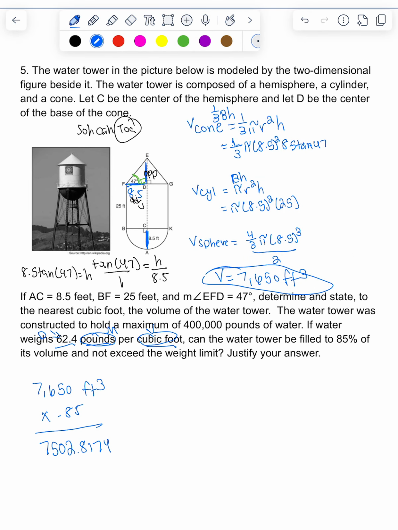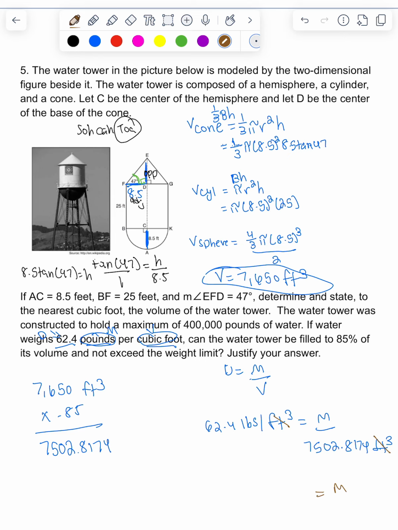Okay, and now I'm all set to plug into my density formula. We're finding the weight, so we're finding the mass. The density is 62.4 pounds per cubic foot. We're looking for the mass, and we just found the volume at 85% of its capacity in cubic feet, so all good to go. Our cubic feet are going to cancel out, and that means our mass is going to be left in pounds, which is what we want.